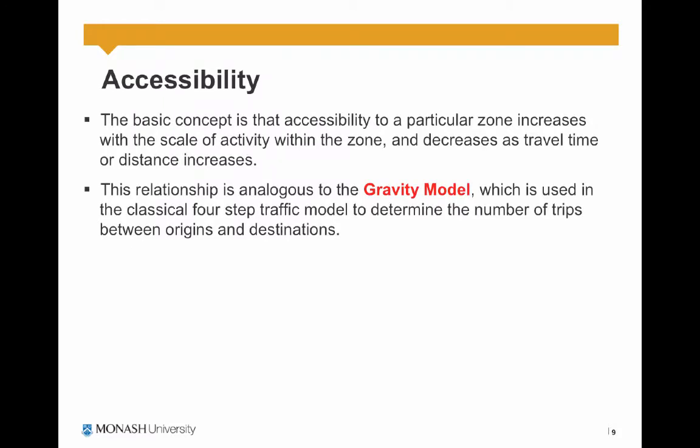So the basic concept is that the accessibility to a particular zone increases with the number of activities within that zone. For example, if you're looking at job accessibility, if you increase the number of jobs within a zone, you increase the accessibility to that zone. Also, it decreases as travel time or distance increases. So if the distance or travel time to a specific zone increases, the accessibility decreases. This relationship is very similar to the gravity model, which we've used previously in the classical four-step travel demand model to determine the number of trips between origins and destinations.